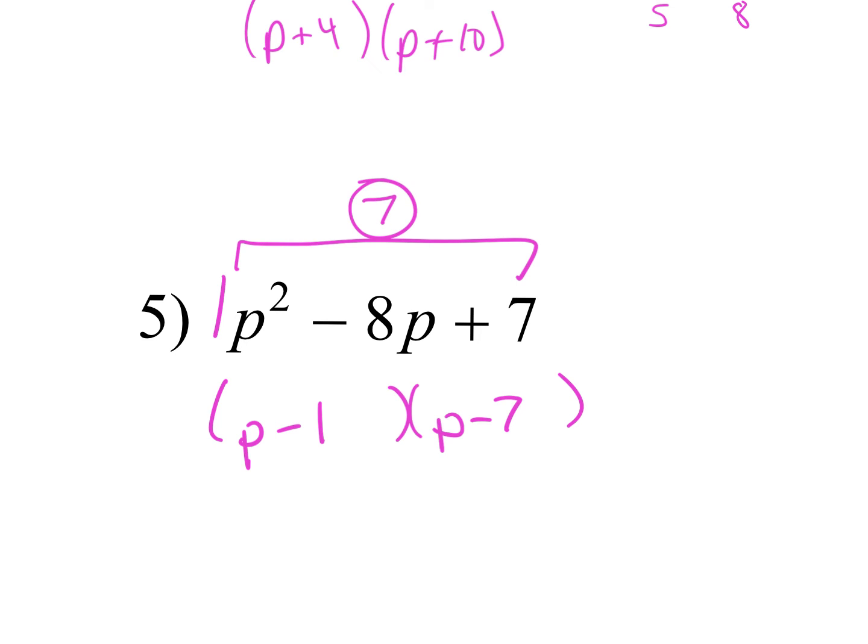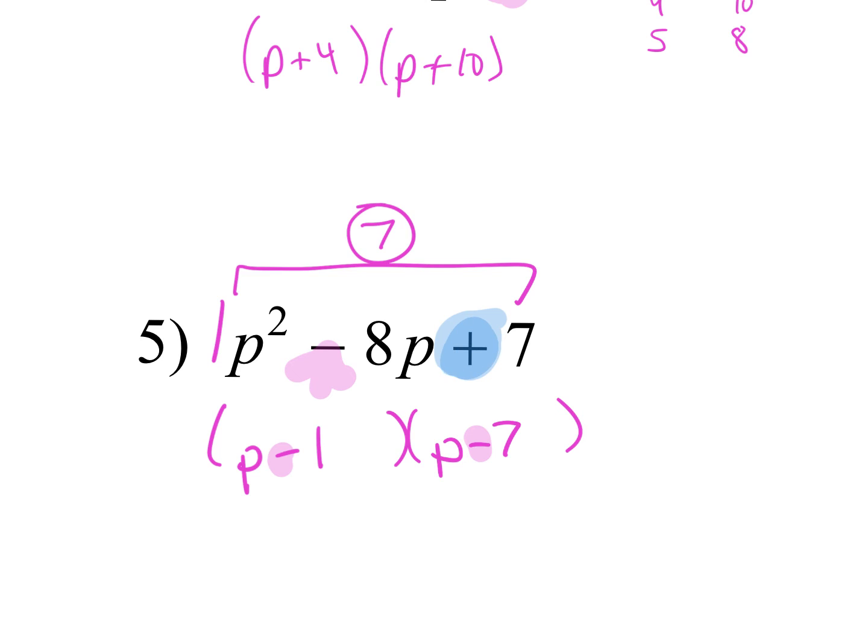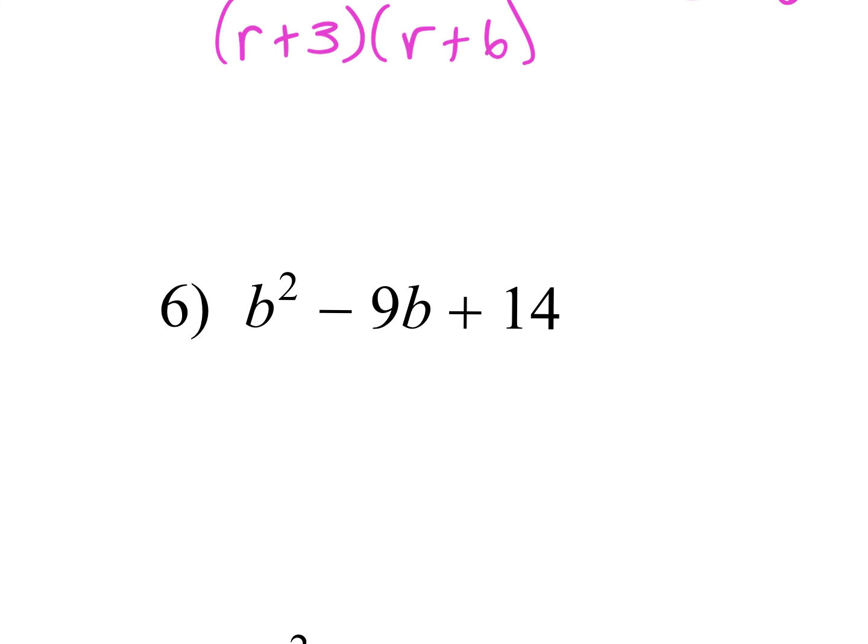Now, if you guys want to try and learn a trick, when the last sign is a positive, whatever sign is in the middle will be what goes in both parentheses. So like up here, right? Our last sign was a positive, so the middle sign went in both parentheses. You see that? When the last sign is a positive, the middle sign goes in both parentheses. If the last sign is negative, then the middle sign goes with the bigger number. We'll talk about that in a little bit, but that'll work if you guys are just having a tough time figuring that out.